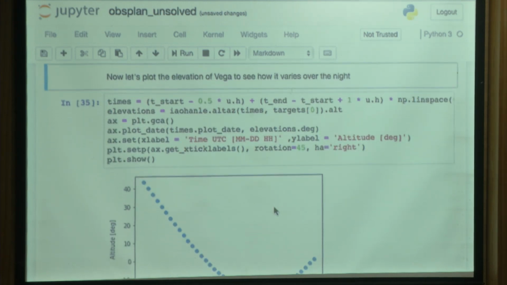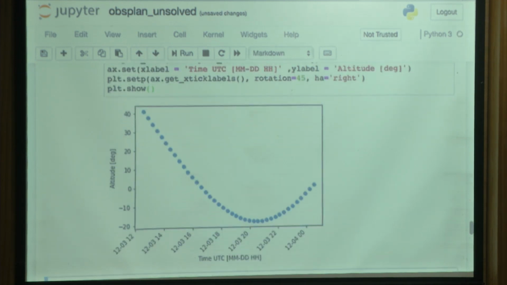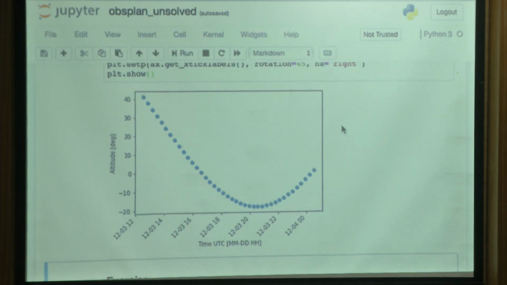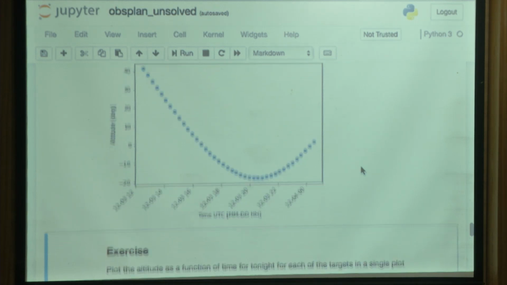Again, you can define a grid of time starting around the evening twilight, ending around the morning twilight. For each of those times you have an elevation, and so now we can plot how the elevation varies as a function of time. This is how it's moving over the night. This is just the elevation. You can see that the altitude is around 40 degrees at the beginning of the night, and then it sets and goes below the horizon.